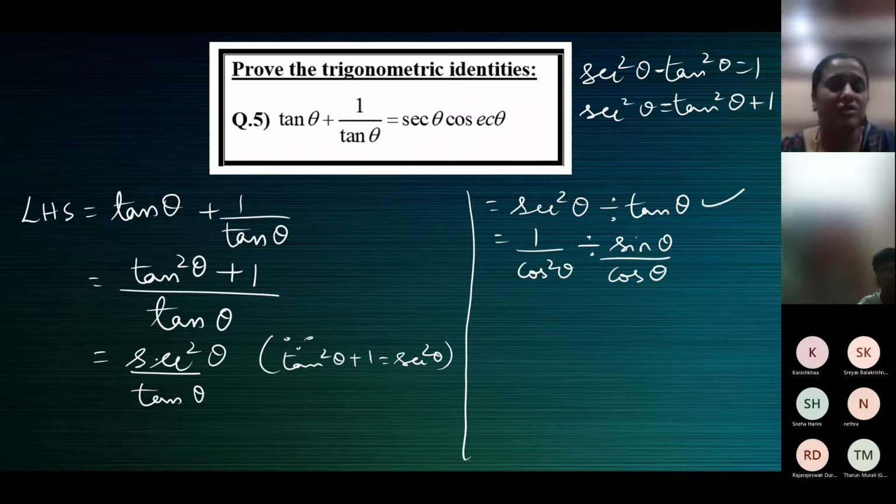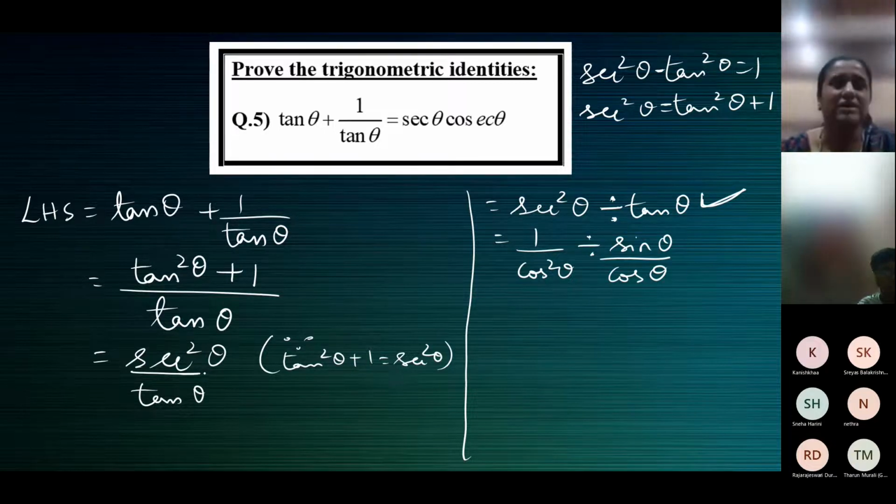See here, I know now this numerator secant square theta is 1 by cos square theta. That itself is a fraction. The denominator tan theta is sin theta by cos theta, again another fraction. So whenever the numerator and the denominator are fractions themselves, I prefer to write it like this. So that is why I wrote secant square theta divided by tan square theta like this. Not always will I do this.